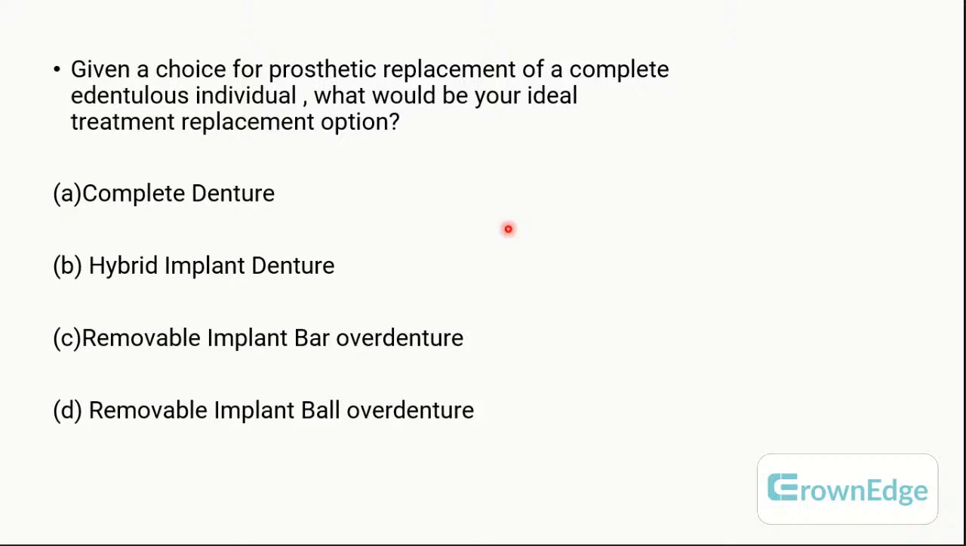We'll go with a normal complete denture, which all of you have done in your college days as well. So do you want to move towards a hybrid implant, or do you prefer the removable option with regards to a bar or a ball overdenture? What would be your preference, anybody? RP5. So basically, you're saying implant ball overdenture. Okay, good. Anybody else? What would be your preference? You want to go with a different type of denture, or if you are happy with going with RP5, a removable implant ball overdenture. Anybody else?